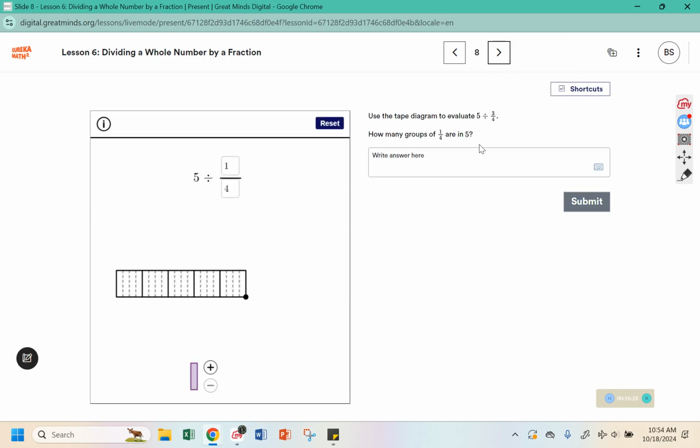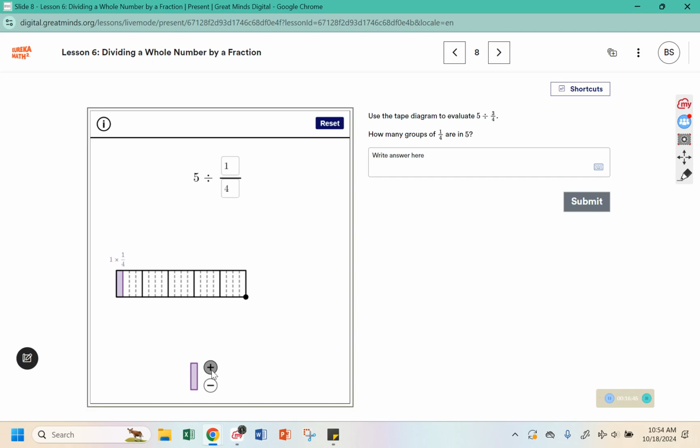Use the tape diagram to evaluate 5 divided by 3/4. So I have 5 holes, 1, 2, 3, 4, 5. And since we're looking at fourths, each of those holes is split into 4 parts. Now we're going to fill it in with 1/4 size pieces. So 1, 2, 3, 4, 5, 6, 7, 8, 9, 10, 11, 12, 13, 14, 15, 16, 17, 18, 19, 20.